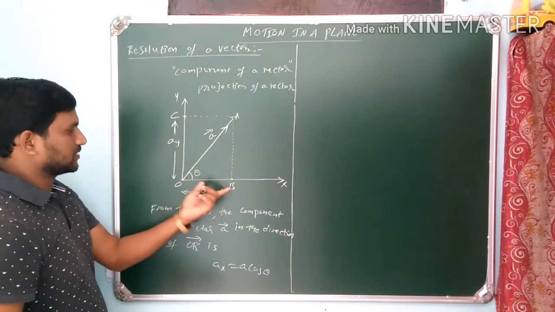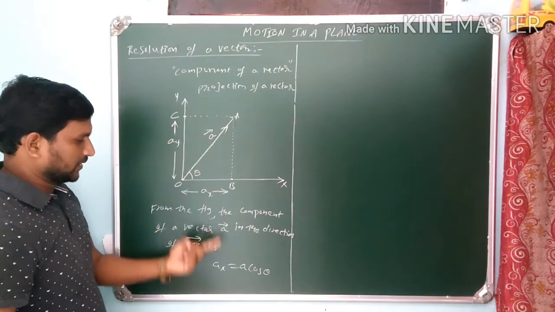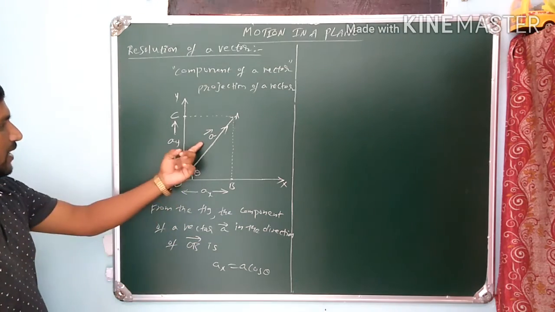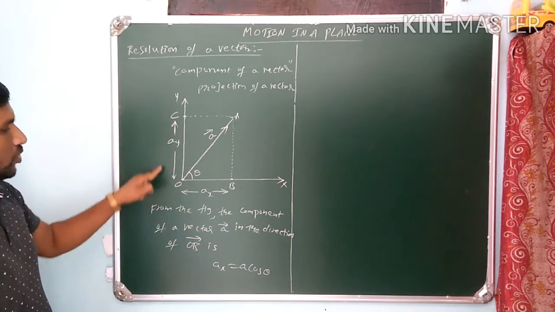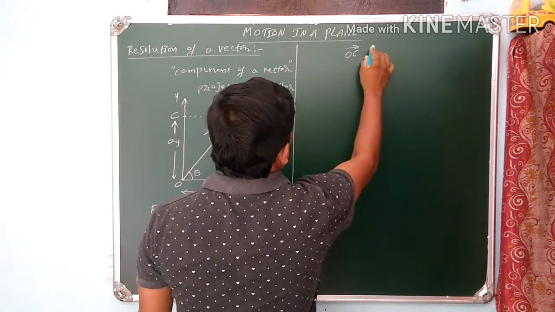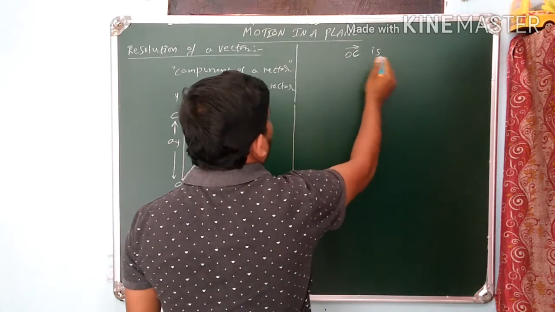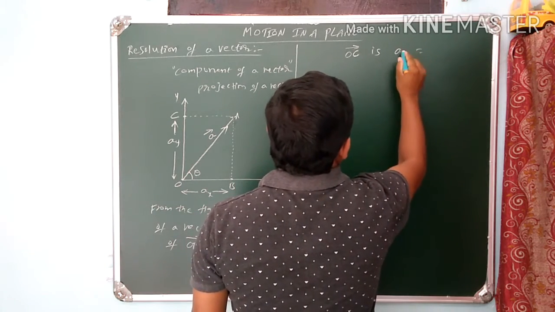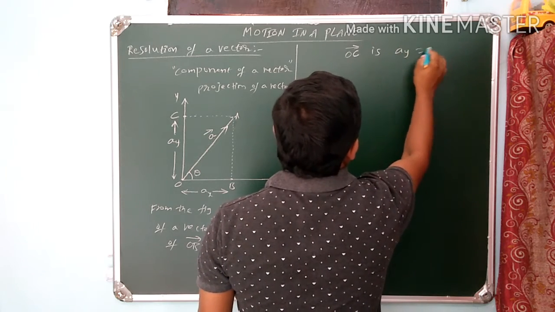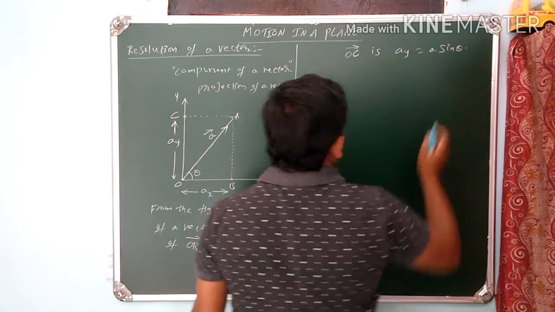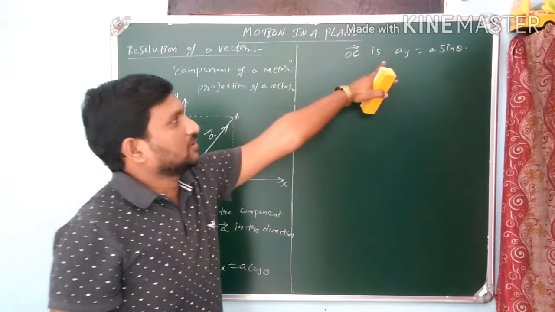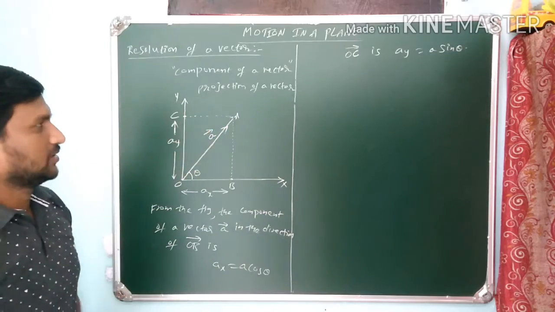Here the angle is adjacent side, so we take cos theta. Therefore AX is equal to A cos theta, and the component of A bar in the direction of OC bar is AY equal to A sin theta. AY is equal to how much here? A sin theta. The component of vector A bar in the direction of OC bar is AY equal to A sin theta.